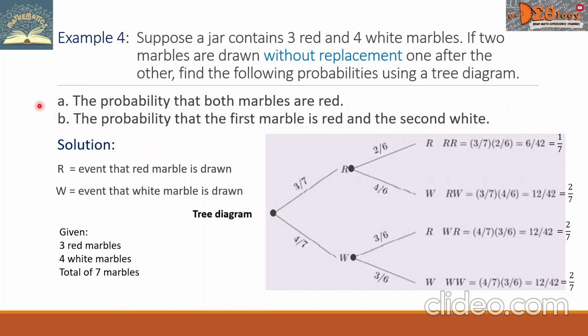Now we answer letter A. The probability that both marbles are red. That means it is RR. Our answer here is 1 over 7, so that is the answer. Letter B. The probability that the first marble is red and the second white. So this corresponds to RW. We have the answer here, 2 over 7. So we write the corresponding answer opposite letter B. These are now the answers.